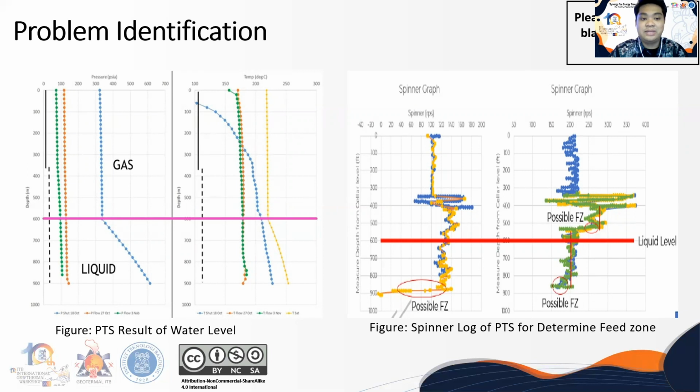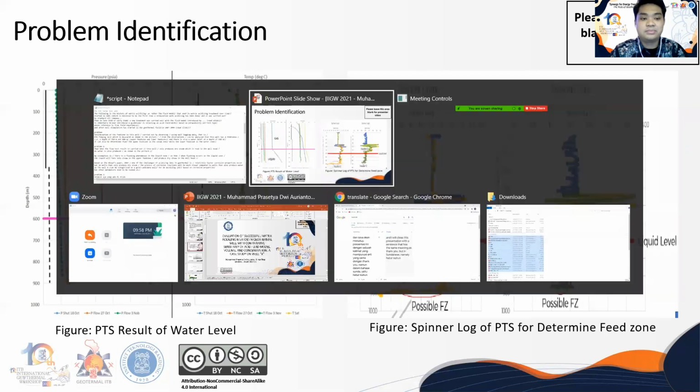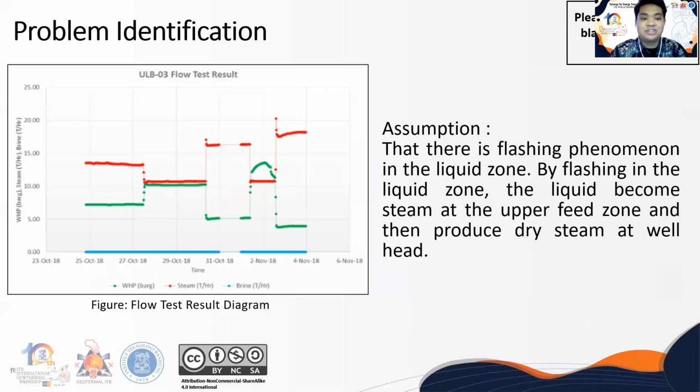It can also be determined that the upper feed zone is the steam zone, while the lower feed zone is the water zone. Then when the flow test was carried out, this well only produces dry steam, which is read at the wellhead. No water is produced, as shown in the picture. My assumption is there is a flashing phenomenon in the liquid zone, so that when flashing occurs, the liquid will turn into steam in the upper feed zone and produce dry steam at the wellhead.